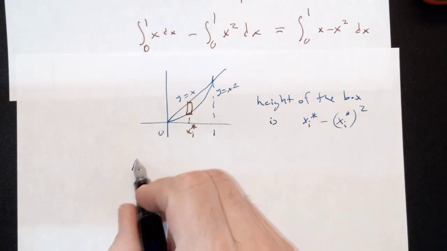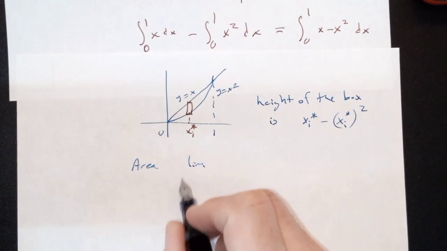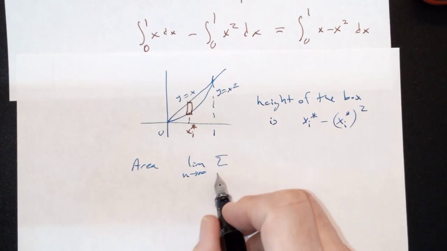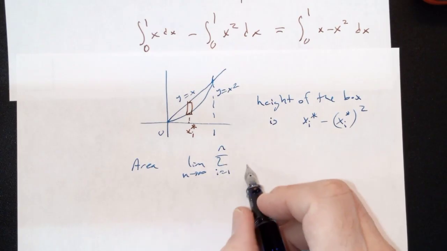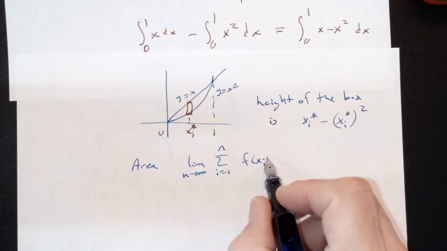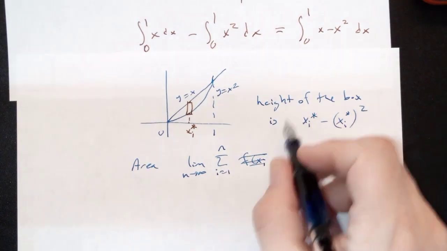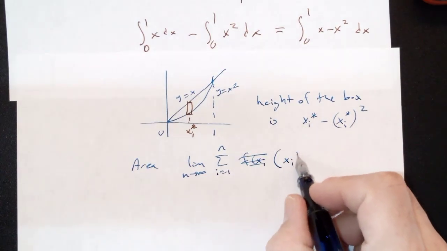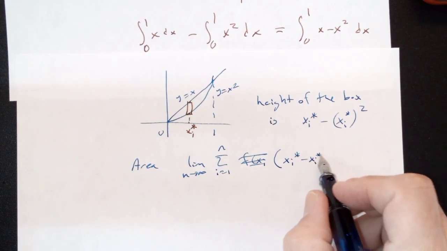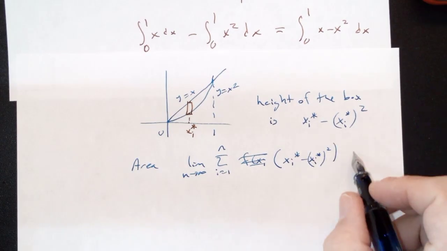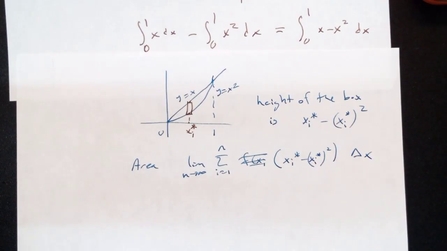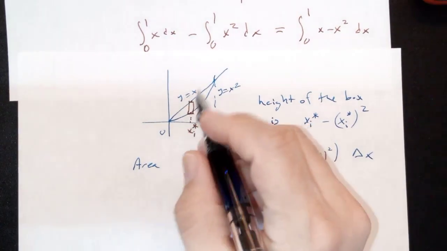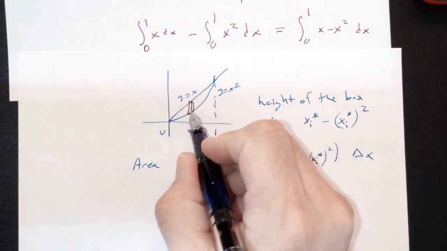and the area will be the limit as n goes to infinity of the sum of all of the little boxes' height. Wait a minute, height is now this expression, times delta x. Top to bottom.